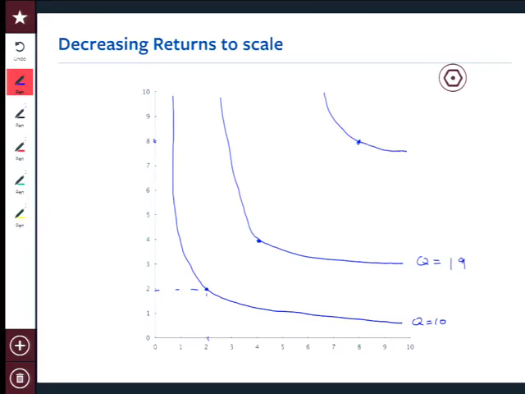But the point here is now if I double inputs again from 4, 4 to 8, 8, the label on that isoquant has to be less than 38 and greater than 19. So let's pick 35 because that's a great number. So it's decreasing returns to scale.